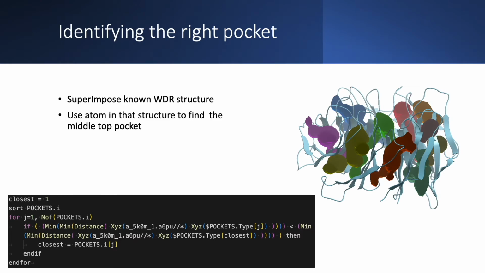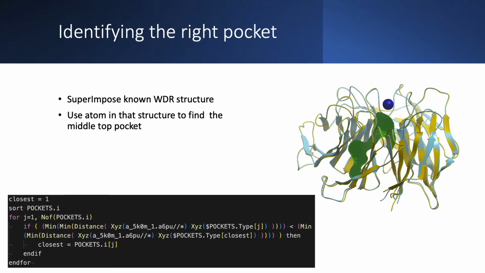Taking a step back, it is important to recognize that looking for pockets in a structure made only of backbone atoms will return tons of pockets. I superimposed another WDR structure on top of the original structure as shown. This new WDR structure has a constant atom placed above the top middle part of the structure, colored in blue.